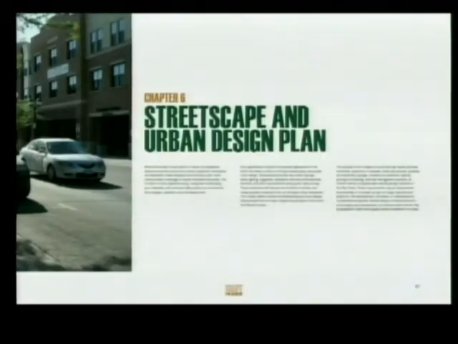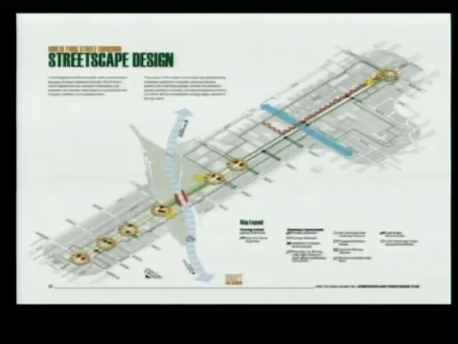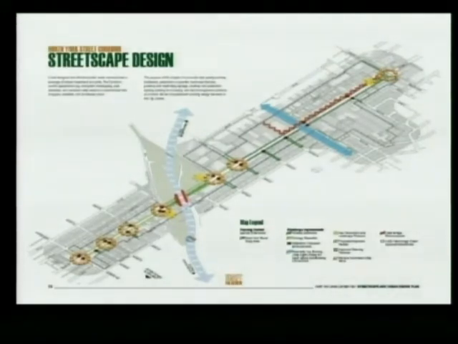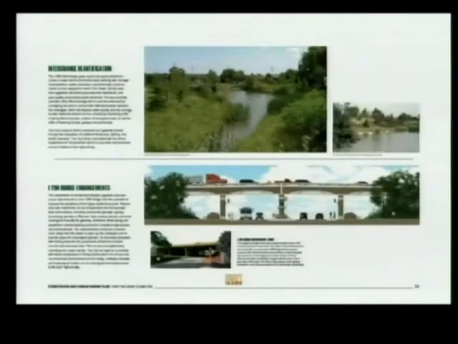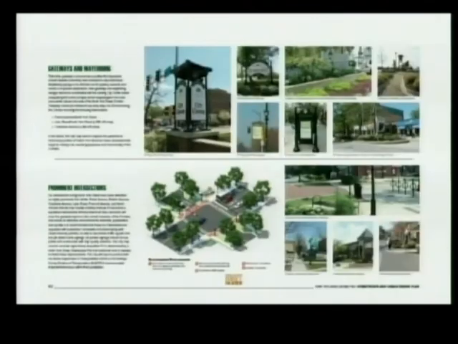Streetscape and urban design plan. So this section starts to provide all the different recommendations for the streetscape, both improvements, enhancements, making it aesthetically more pleasing. Talk about the interchange beautification. There's a lot that can be done in this area. The I-290 bridge enhancements, there's a visualization that shows what some of the facade improvements could look like, incorporating a different sidewalk, things like that.